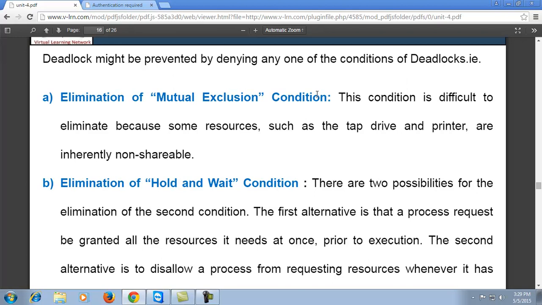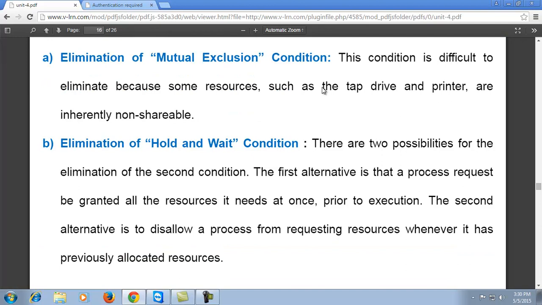There are two possibilities for the elimination of the second condition. The first alternative is that a process be granted all the resources it needs at once, prior to execution. The second alternative is to disallow a process from requesting resources whenever it has previously allocated resources.